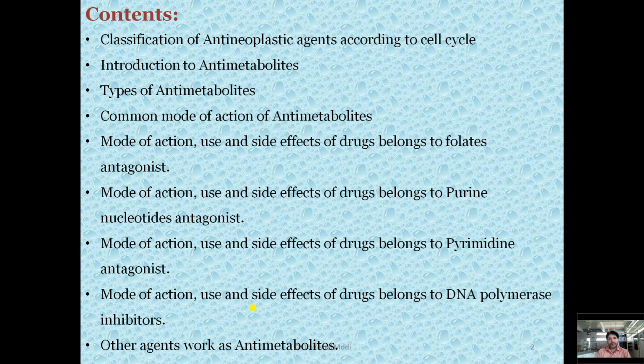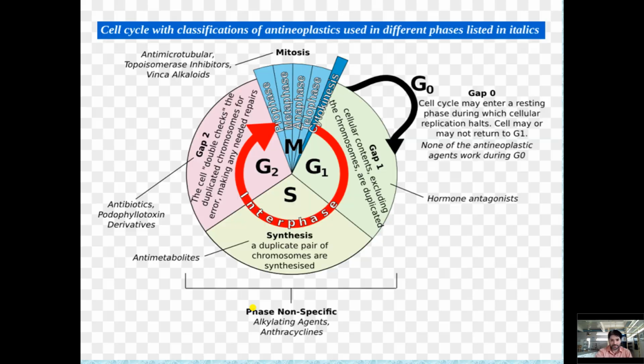Okay. So, in today's lecture we are going to discuss the classification of anti-neoplastic agents according to the cell cycle, introduction to antimetabolites, types of antimetabolites, and the common mode of action of antimetabolites. Then we will discuss the mode of action, side effects, and drugs belonging to the various subclasses of the antimetabolites like folate antagonists, purine nucleotide antagonists, pyrimidine antagonists, DNA polymerase inhibitors, and other agents that work as antimetabolites.